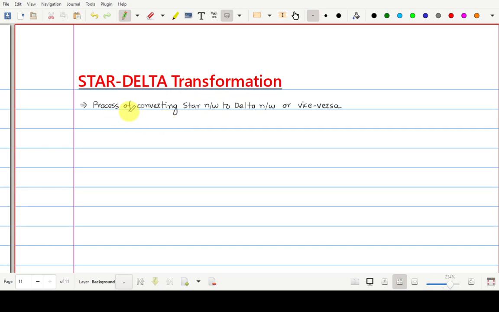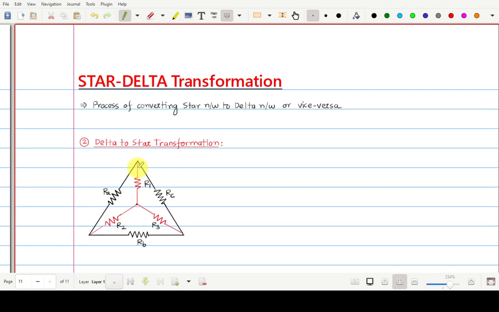So today we will see the second type of transformation, delta to star transformation or delta to star conversion. Consider, suppose we are provided with a delta network like this, which consists of resistances RA, RB and RC. Now suppose I want to convert this delta into star. Suppose star resistances are R1, R2 and R3. Our aim is to calculate the value of R1, R2 and R3.